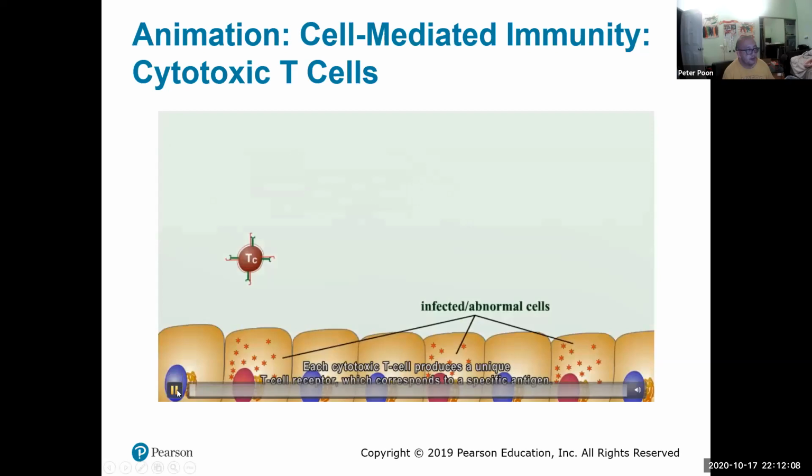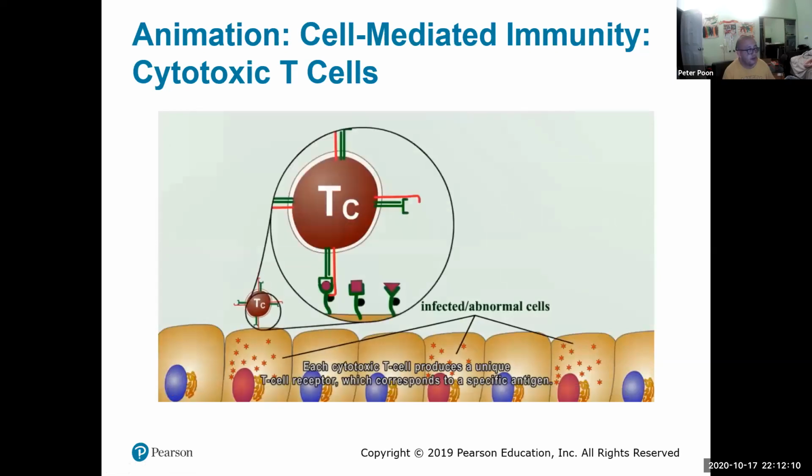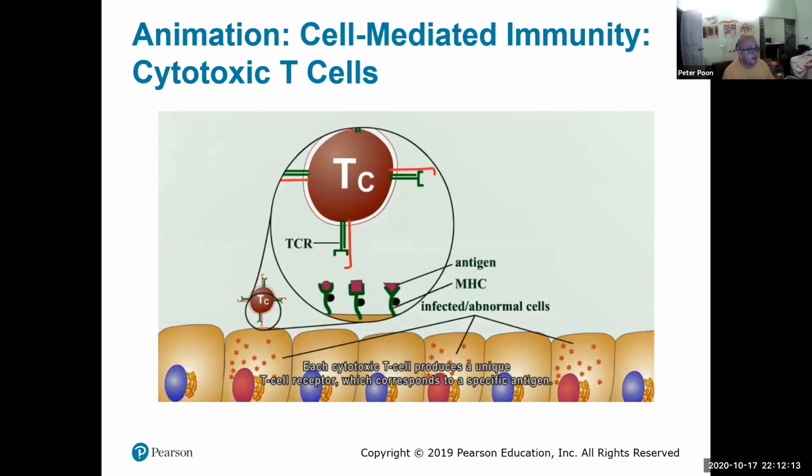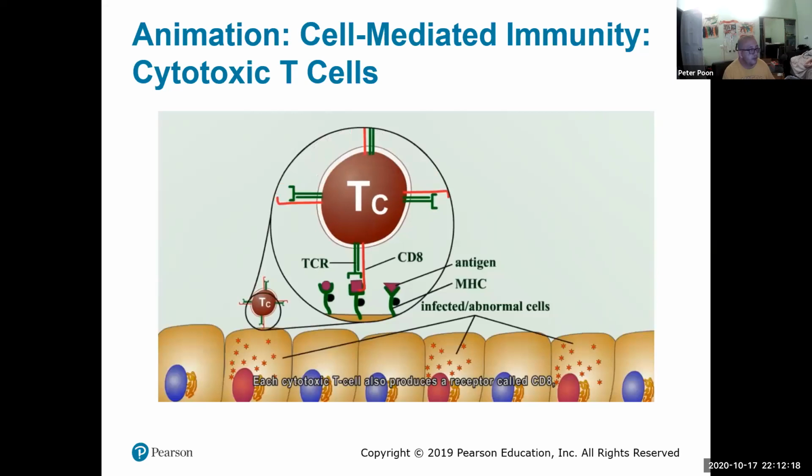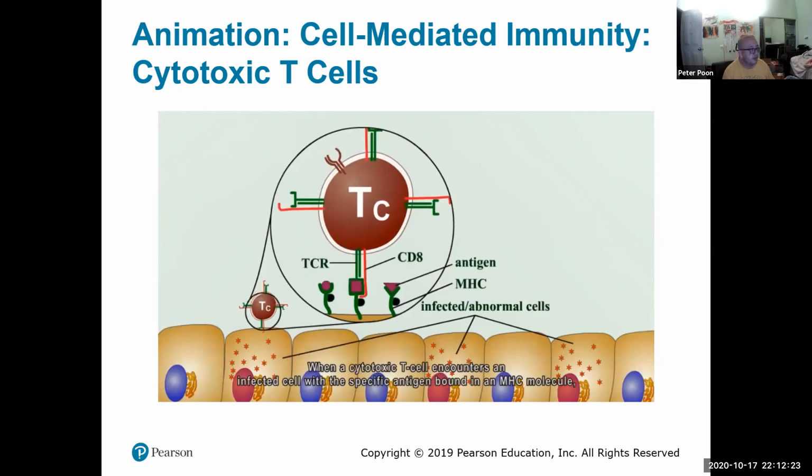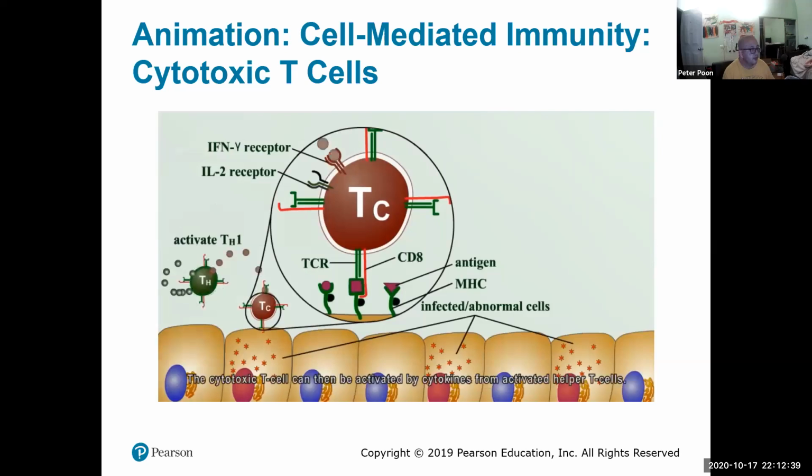Each cytotoxic T cell produces a unique T cell receptor, which corresponds to a specific antigen. Each cytotoxic T cell also produces a receptor called CD8, which recognizes the MHC molecules of infected cells. When a cytotoxic T cell encounters an infected cell with a specific antigen bound in an MHC molecule, the cytotoxic T cell produces receptors for interleukin-2 and other cytokines such as gamma interferon, IFN gamma. The cytotoxic T cell can then be activated by cytokines from activated helper T cells.